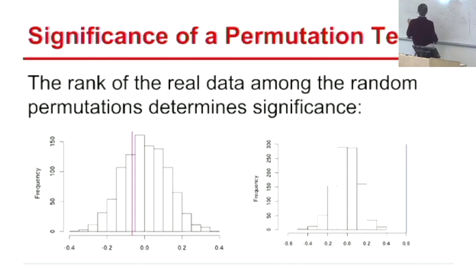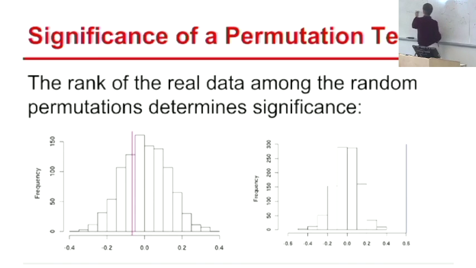Now, if my real data was over here, what is the significance of the observation that there is a real difference? The probability this happened was 2 out of 1, 2, 3, 4, 5, 6, 7, 8, 9, 10, 11, 12, 13, 14. 2 out of 14 would be 1 out of 7. That's not a 0.05 thing, right?